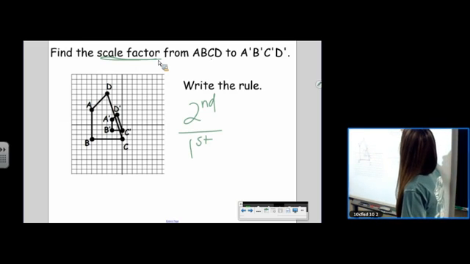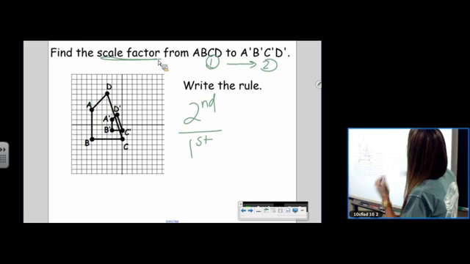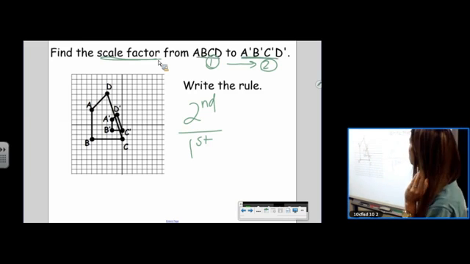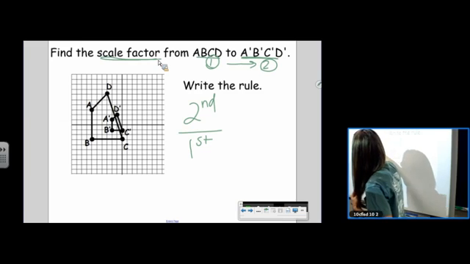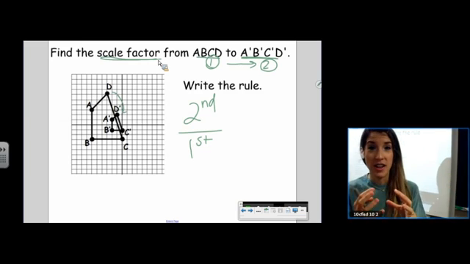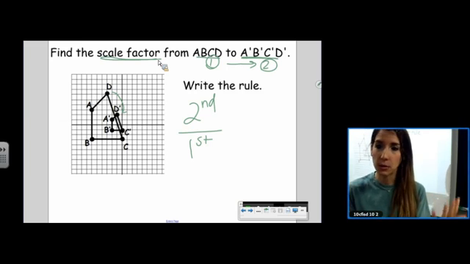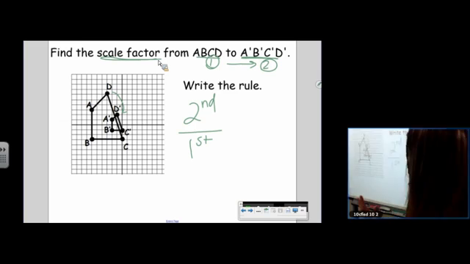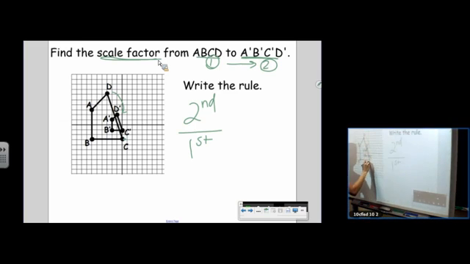So I want to go from A, B, C, D to A prime, B prime, C prime, D prime. So this one is my second, and this one is my first. I'm noticing right away that if I go from here to here, my figure has shrunk. It has gotten smaller. So my scale factor needs to reflect that, and we'll talk about that in a second. The great news is you can pick any point you want. You can work with A, B, C, or D. It does not matter. I'll work with C. The coordinates of C are 0, -3. The coordinates of C prime are 0, -1.